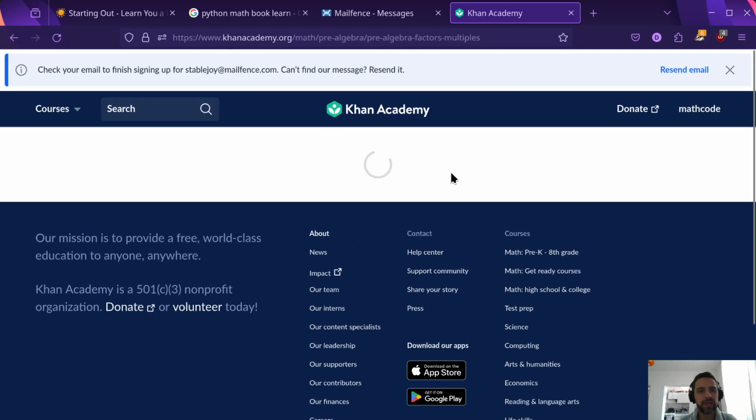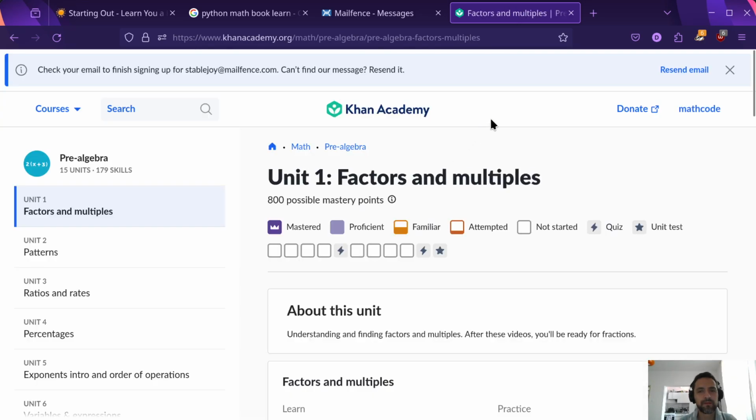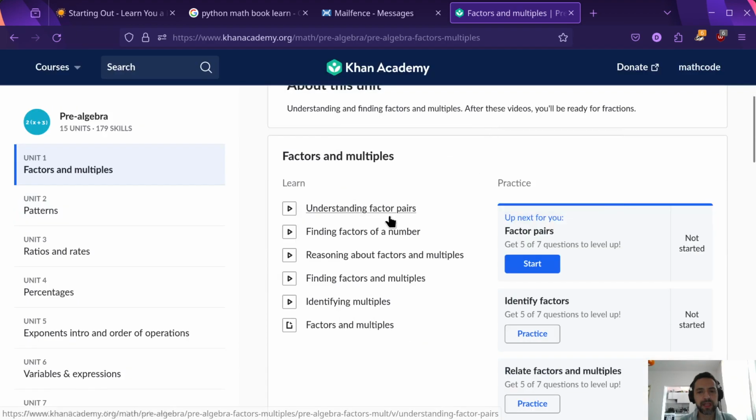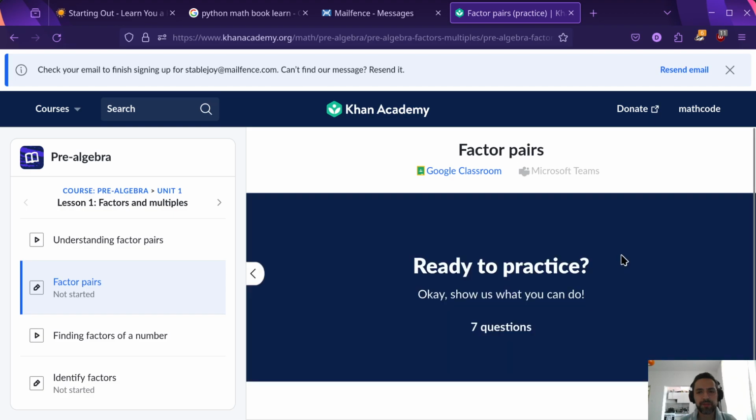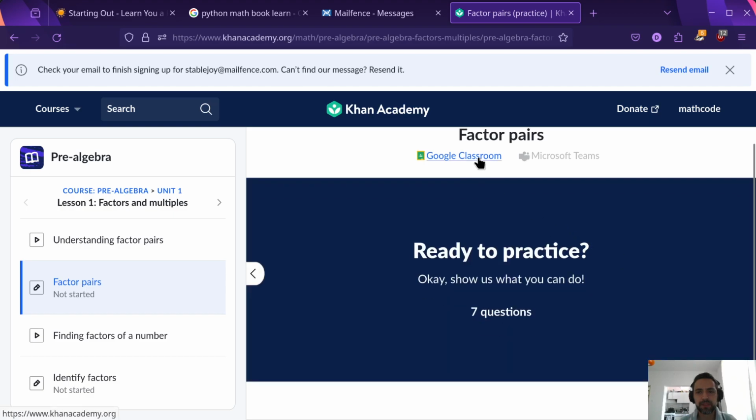Let's check what's pre-algebra. Factors and multiples. Understanding factor pairs. Finding factors of a number. Factor pairs. Oh, I should watch the videos. Understanding factor pairs, reasoning about factors, multiples, factors and multiples. Let's maybe start with questions. Factor pair. Google Classroom, Microsoft Teams. Okay, let's go.